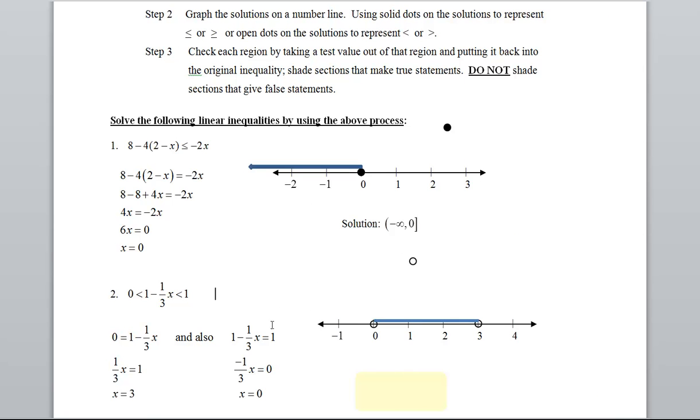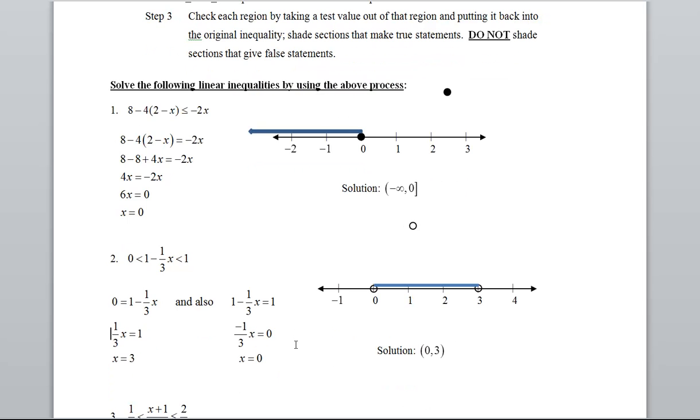So here comes interval notation. Coming from the left, I hit the shading right past 0. The shading ends right before 3. So if you remember, I have to use parentheses on open dots. So I'm going to have parentheses 0, comma, 3 in parentheses. And that's my solution using interval notation.